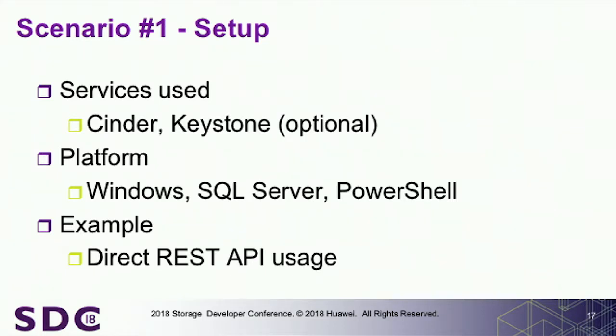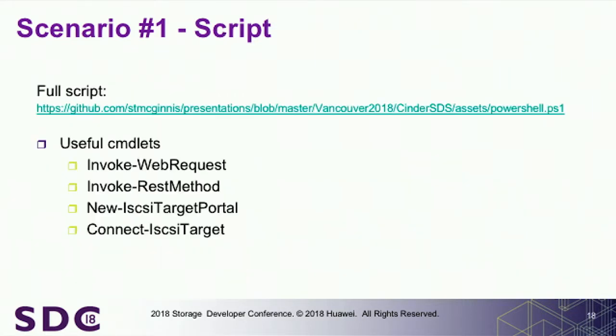So in this example, I'm going to show Cinder. I'm going to show Keystone, and it's not needed if you do the noauth. In this case, it's going to be a Windows SQL Server, and we're going to use PowerShell to get that SQL data and mount it up and be able to do something with it elsewhere. And this is going to use the direct REST API.